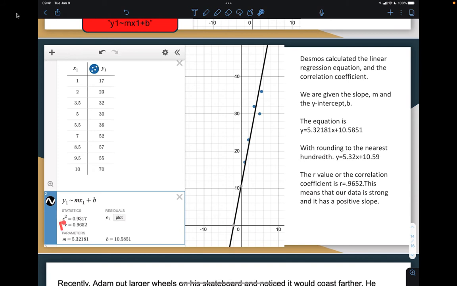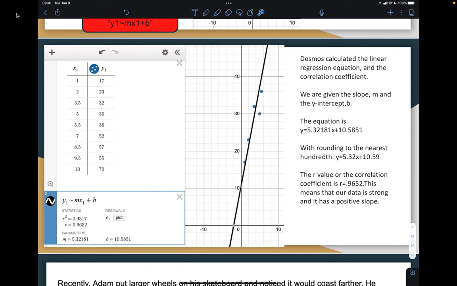Notice that we're given our r value right here. We're not going to worry about r squared until you take statistics. But our r value is what we're concerned about. Our slope is what we're concerned about. And our b value is what we want to know about. When we do this, we are given the slope m and the y-intercept b. So our equation is y equals 5.32181 times x plus 10.5851. However, the directions that we were given said round to the nearest hundredth.